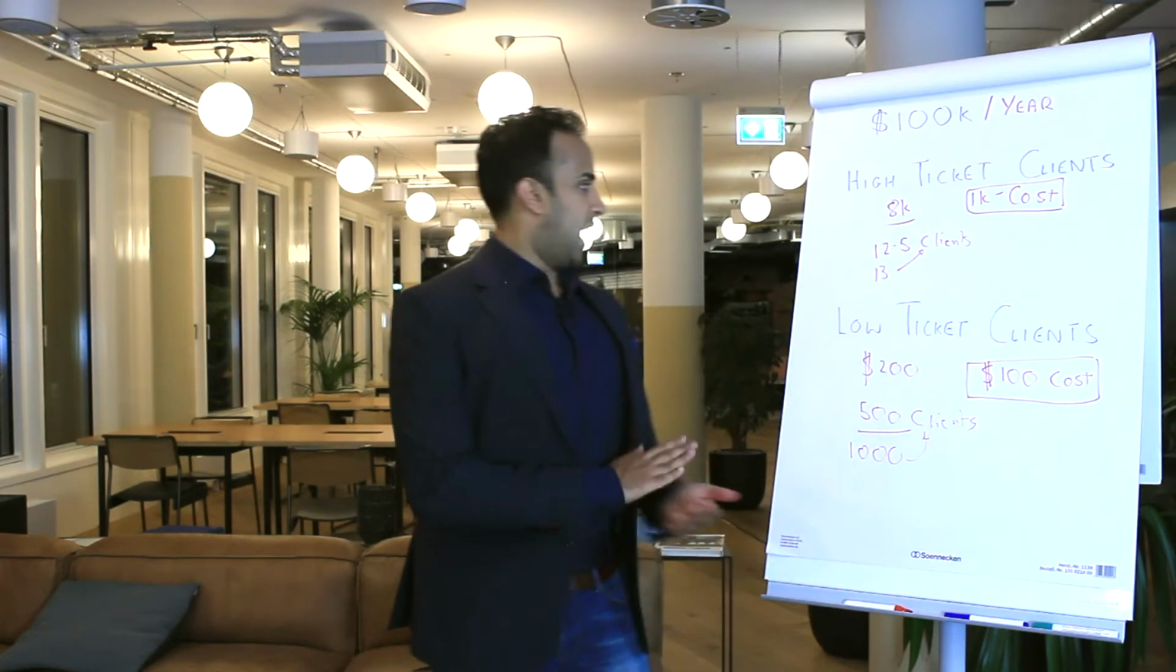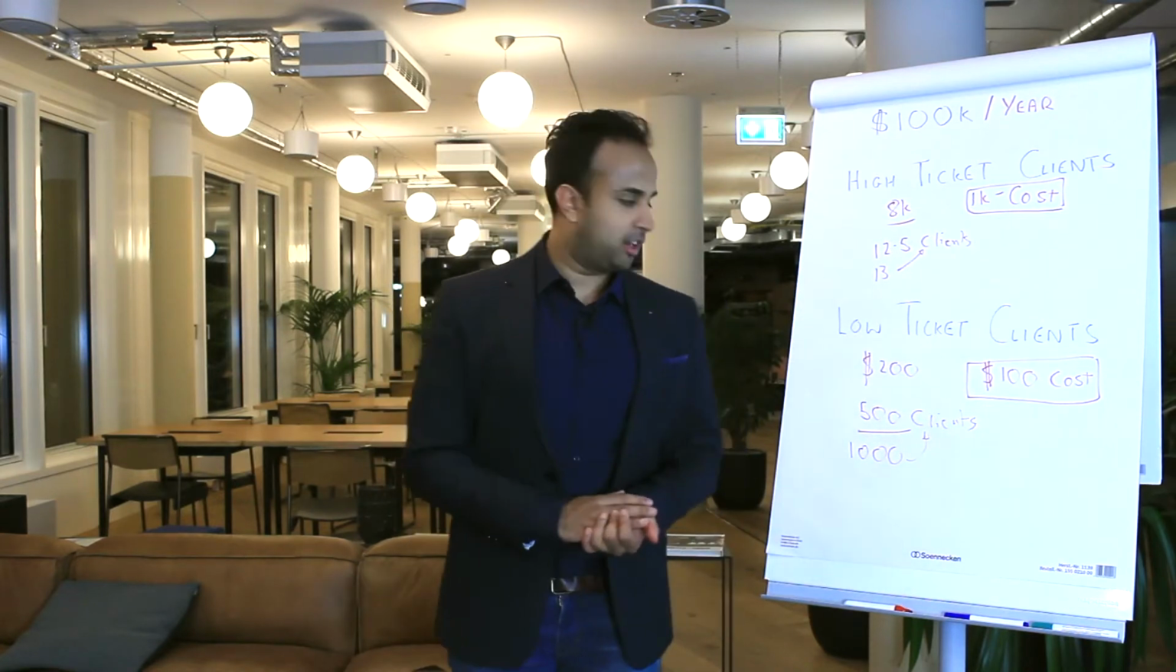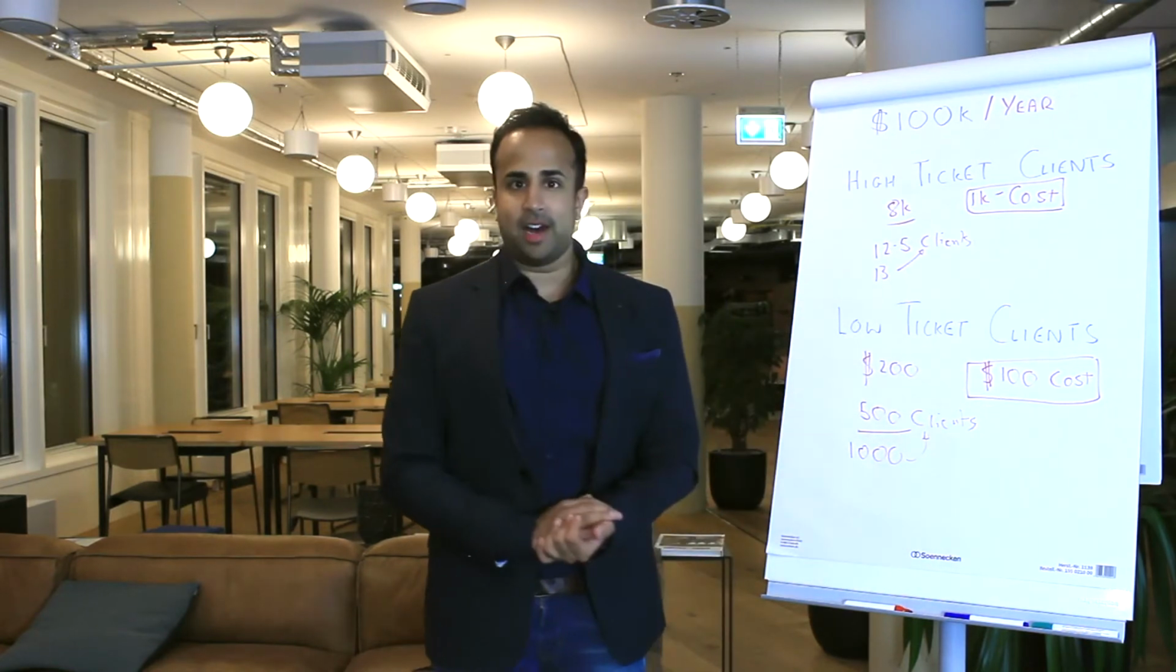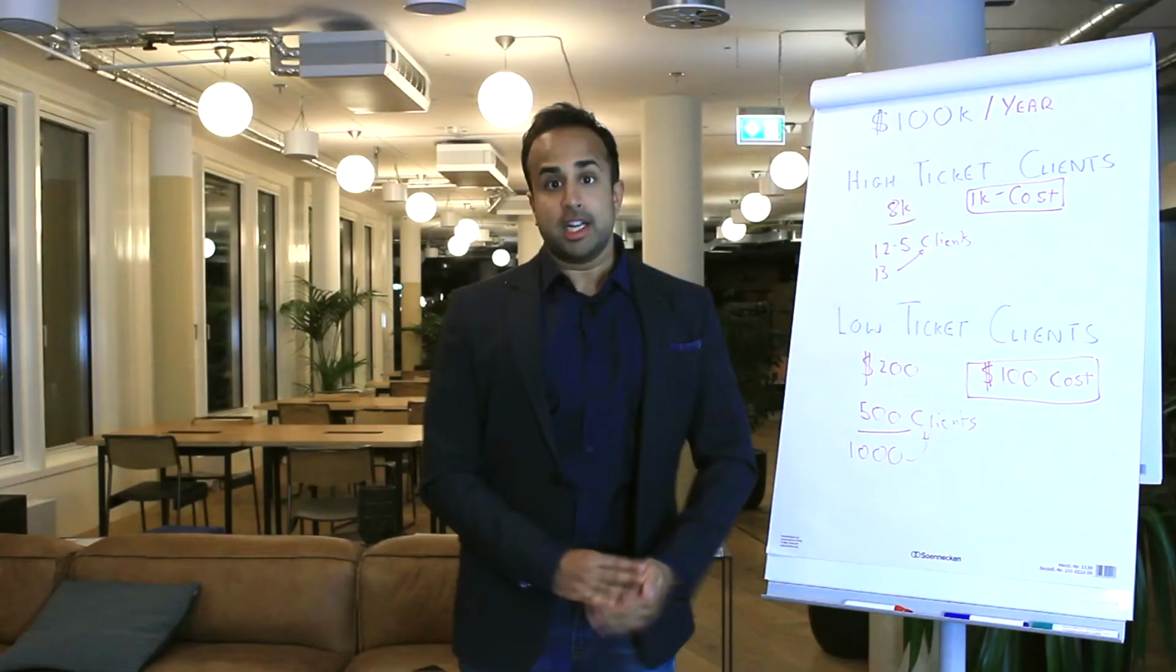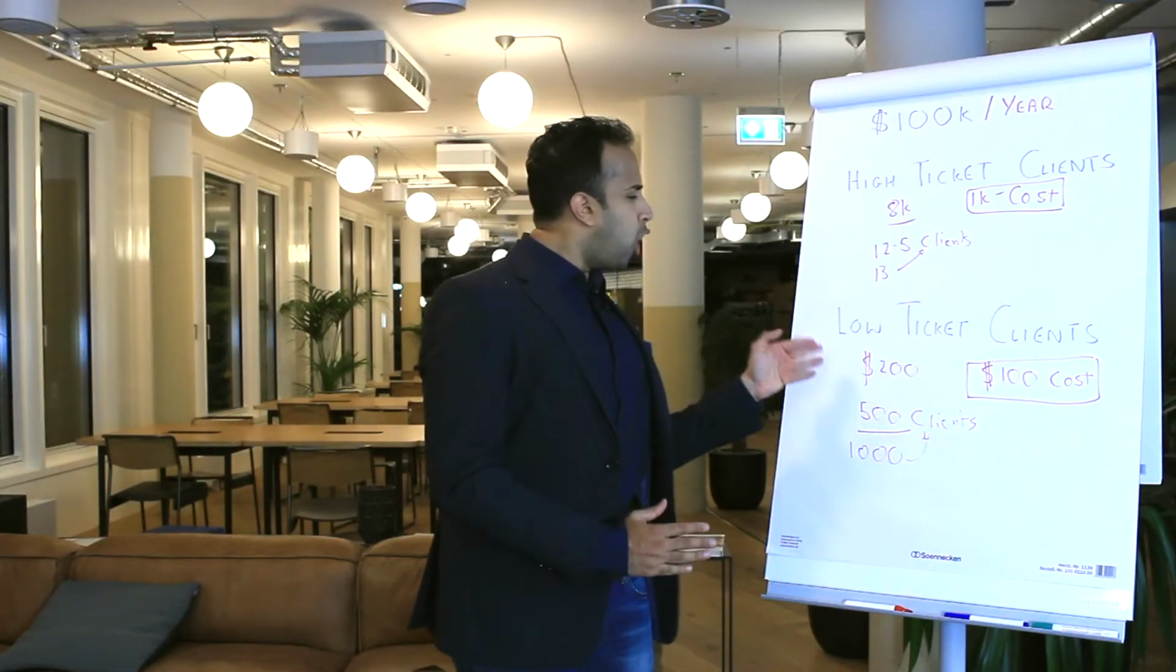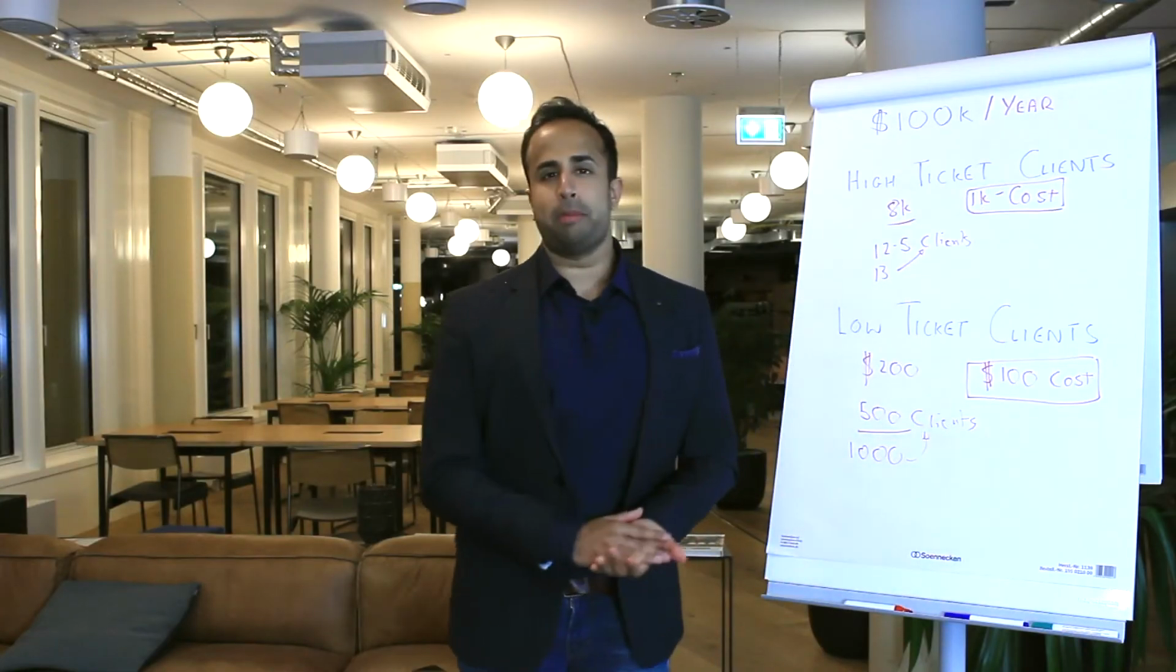So when you look at that, we're talking 13 to 15 clients versus 1,000 clients. Which is actually easier to get? Well, it's infinitely easier to get one client at $8,000 than it is to get 50 clients at $200. Obviously, with the cost, that would mean you would need 100 clients in order to make the same amount. So from an income point of view, the low-ticket client model really does not make sense.